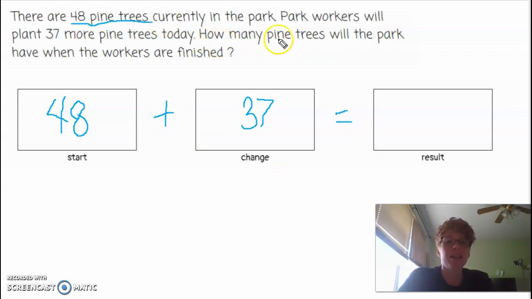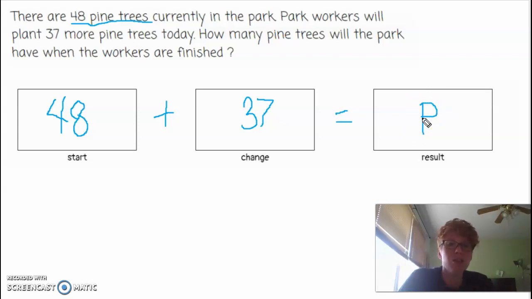Now the result. It says, how many pine trees will the park have when the workers are finished? We don't know what that result is. So I can put a question mark here for result. I can also do something that's a little bit more grown up, a little bit more third grader-ish when it comes to word problems. Instead of a question mark, I'm going to put down what's called a variable. Now variables are just letters that represent words in a word problem. So since we're working with pine trees, I'm just going to put down P. So 48 plus 37 equals the amount of pine trees they had when they were finished.